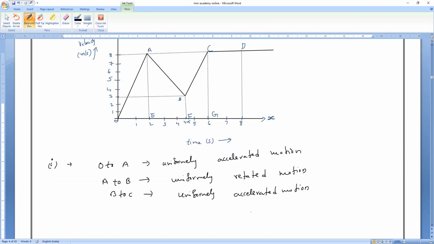Next, C to D. What is that? C to D. I know zero acceleration means something is constant. I want that. With constant what? Velocity. It is uniform motion. Understanding C to D is uniform motion, but uniform motion with what? All of you. Uniform motion with constant velocity. Don't invent new things. Clear?